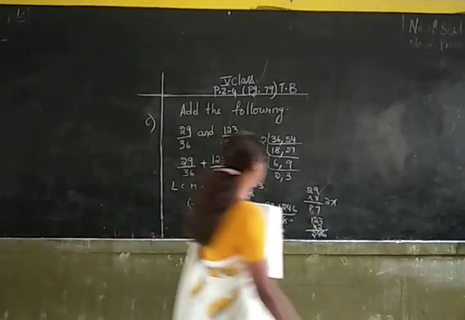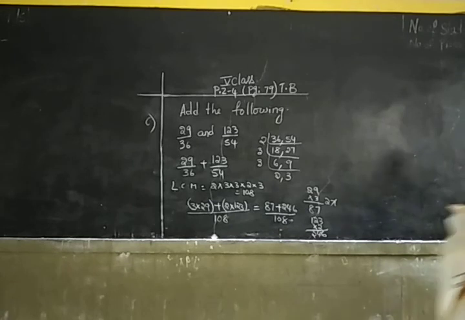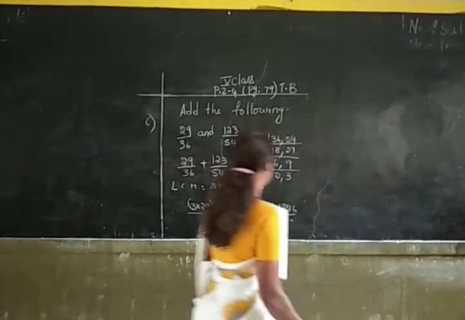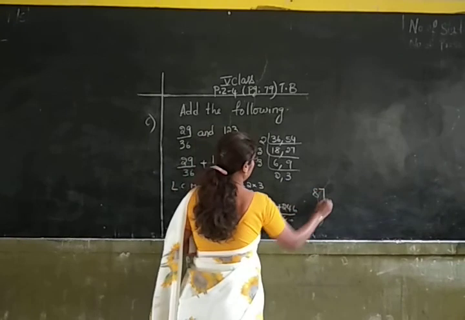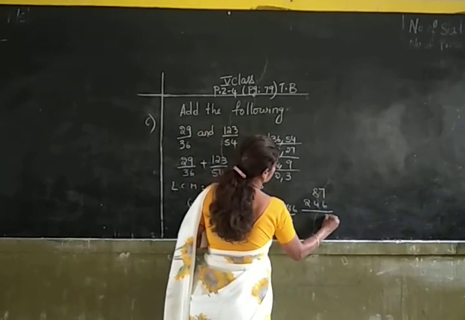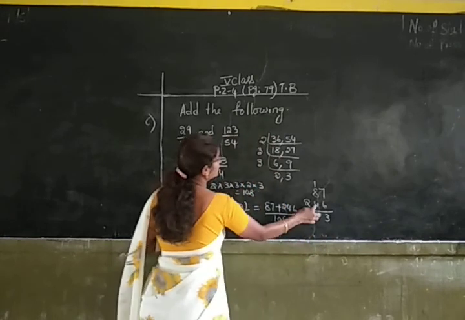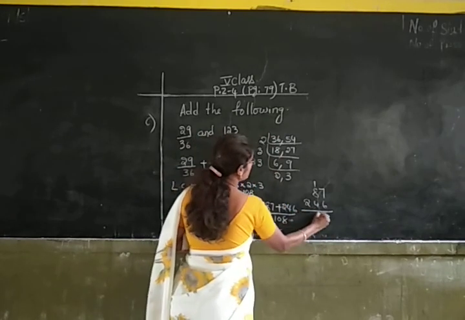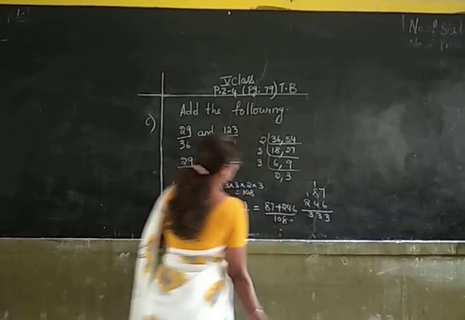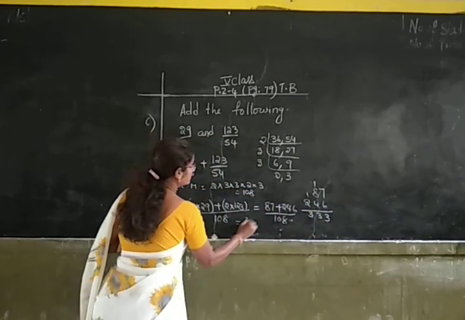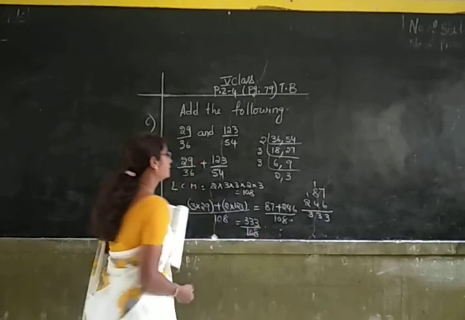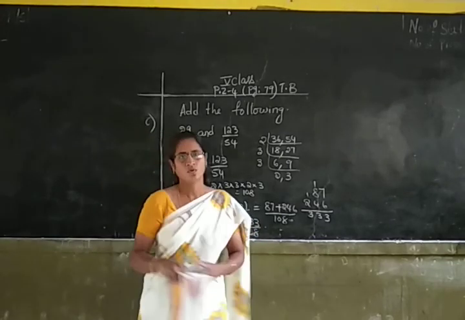Now let us add 87 and 246. 7 plus 6 is 13. 8 plus 4 is 12. 12 plus 1 is 13. 2 plus 1 is 3. So the answer is 333 by 108.